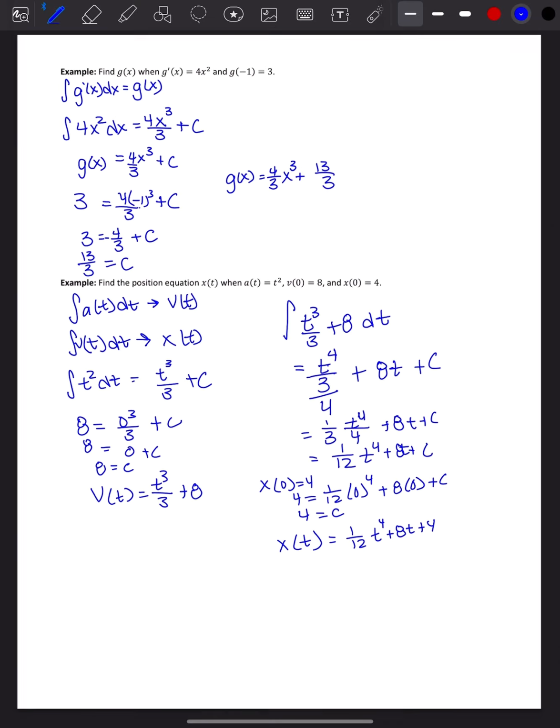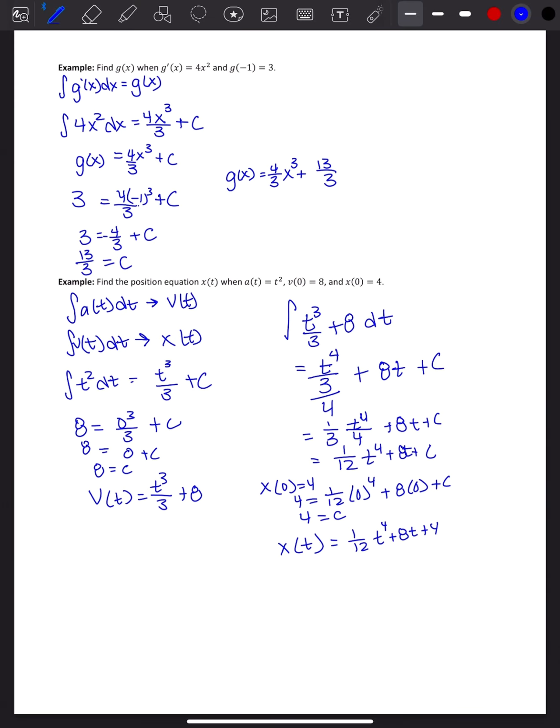These are not horrible. Once you get the hang of it, they just take a little bit of practice. So we're going to look at some more interesting ones in just a little bit.